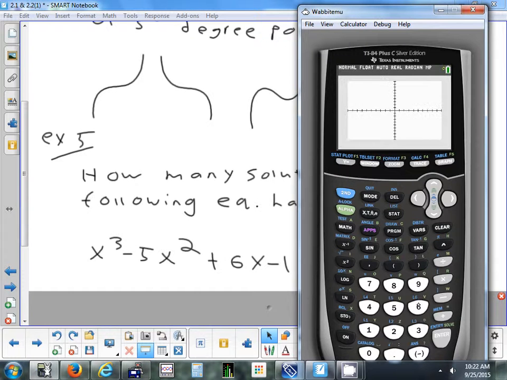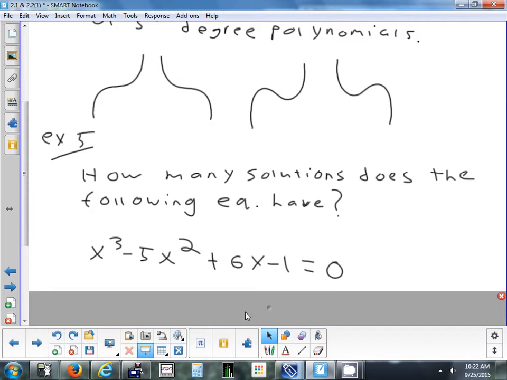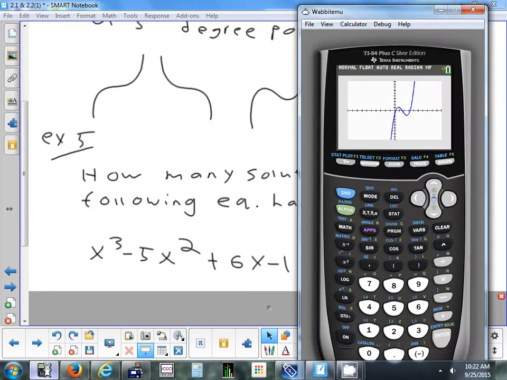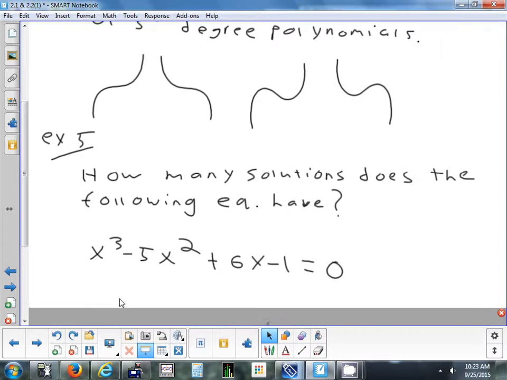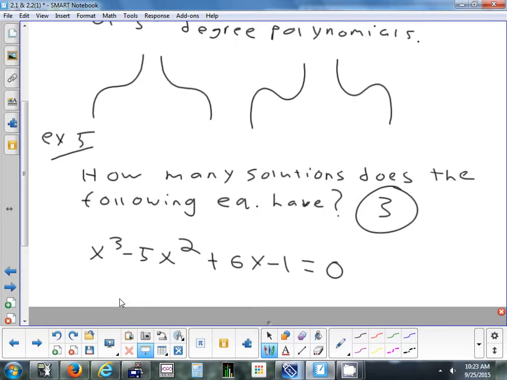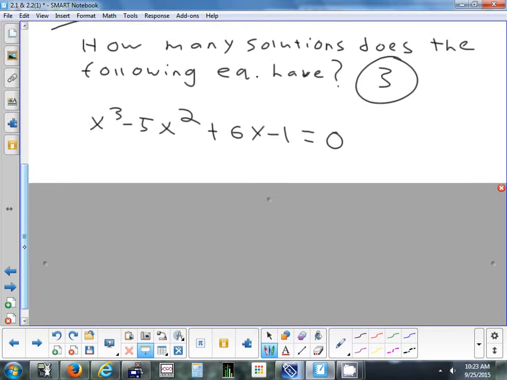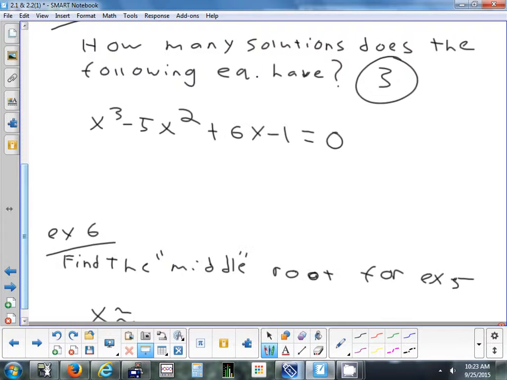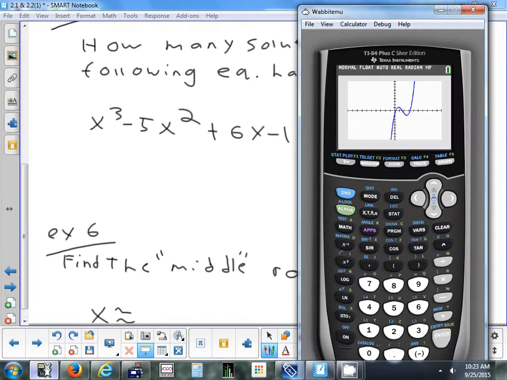Okay, let's do zoom 6. And we're trying to find where this graph equals 0. Right. So it looks like it equals 0 in 3 spots. And actually, that's all I wanted to know here. How many solutions do we have? We have 3. Okay, the next question asks us to find the middle root. There's no significance for why they asked to find the middle one. It's not any more or less significant than the other 2. All right, so let's just practice finding it.